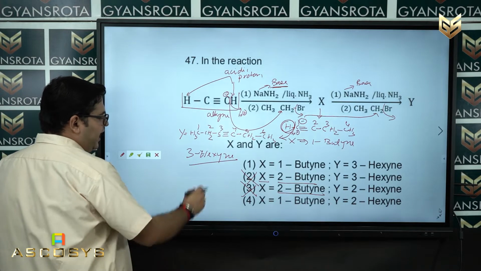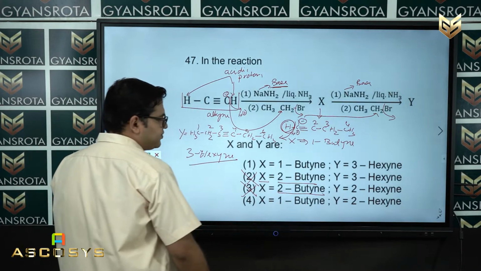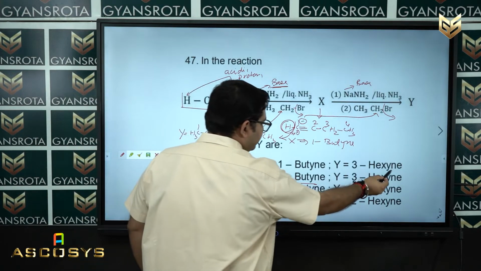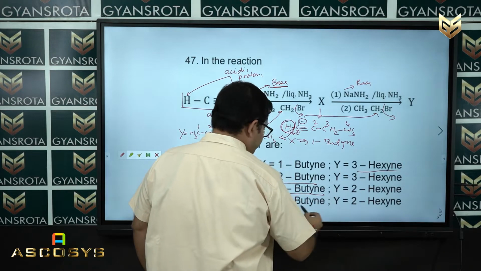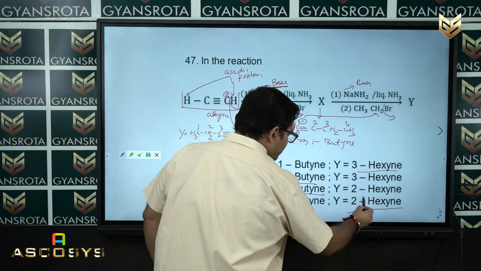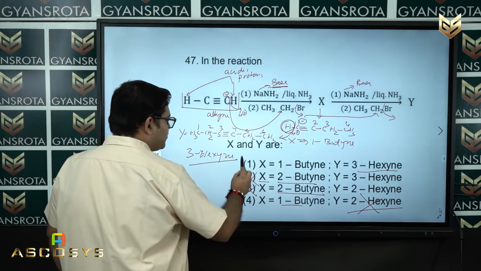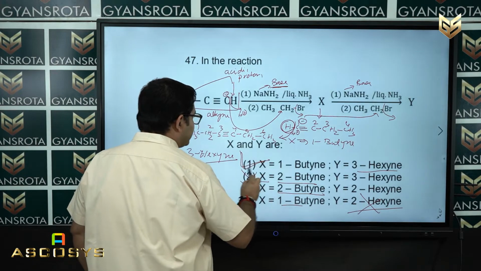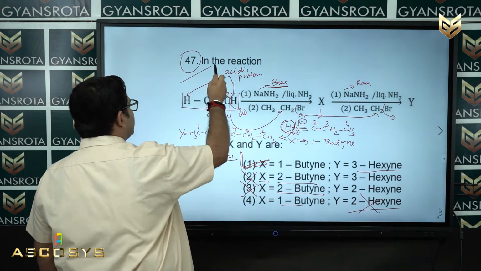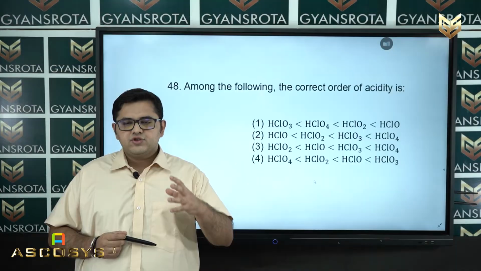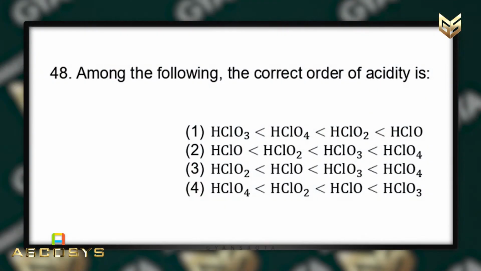So, if you see among your options, option number 1 is given as 3-hexyne, and in option number 4 it is given as 2-hexyne, which is not possible. So, option number 1 is the correct answer of your question number 47. Now, question number 48 is on your screen. Among the following, the correct order of acidity is.